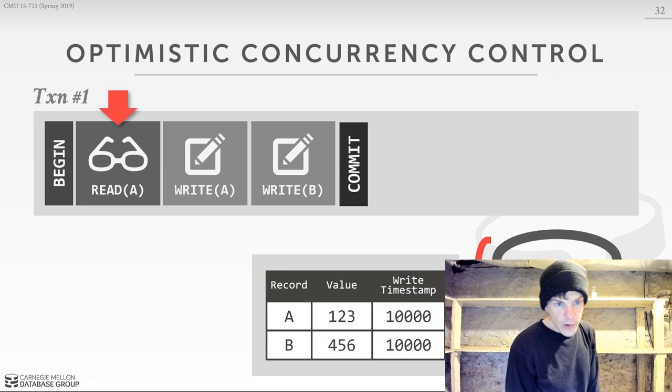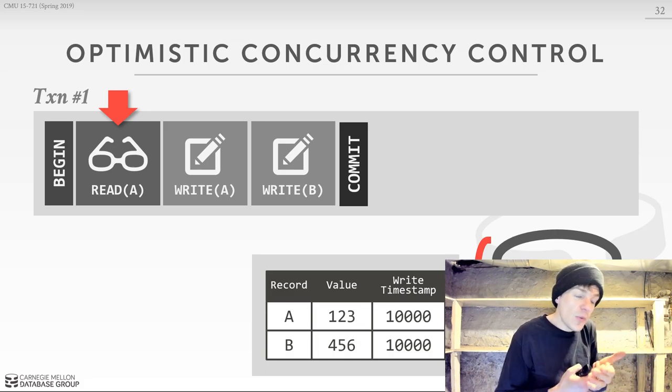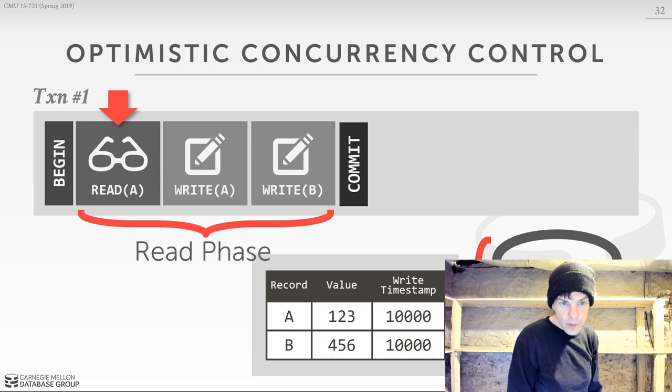So we first start off, and we're going to do a read on A. Unlike the basic timestamp ordering protocol, we don't get a timestamp when our transaction starts. At this point, our transaction doesn't really exist, and no one's going to be able to see our changes because we're going to put all our changes into a private workspace. So this first part is called the read phase.